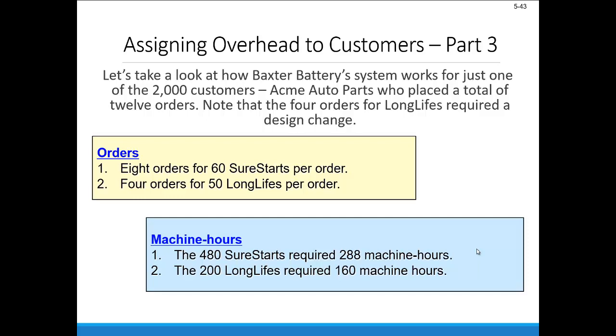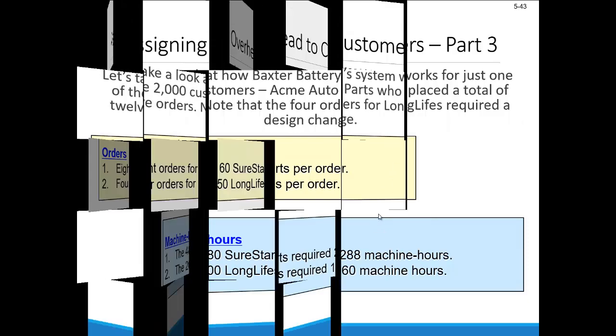So let's assume for a second Acme Auto Parts here placed a total of 12 orders throughout the year for Baxter. 4 orders for long lives required a design change. So in total, let's say we had 8 orders for 60 Sure Starts per order and 4 orders for 50 long lives per order. Machine hour wise, the 480 Sure Starts took 288 machine hours. The 200 long lives required 160 machine hours. And again, we had the design change for the 4 orders for long lives.